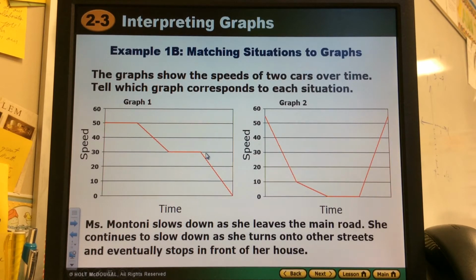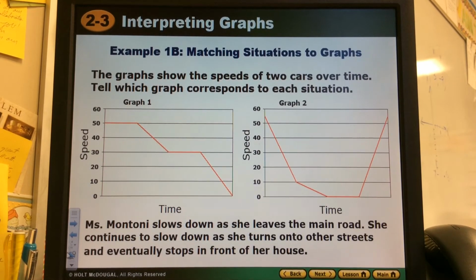So now she starts to slow down again, and she lives on this 30-mile-per-hour street, and she comes to a complete stop on that street, and that's her house. This point is not her house. This is the point where, in this particular point in time, her speed is 0. So it's graph 1, but I think they left out a lot of information.